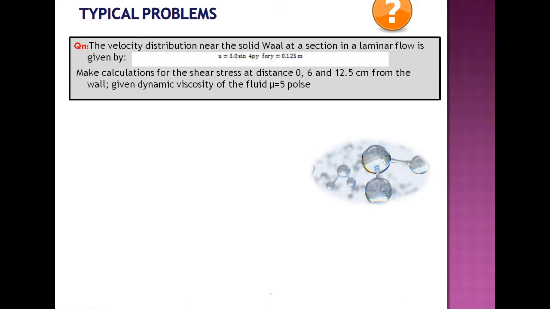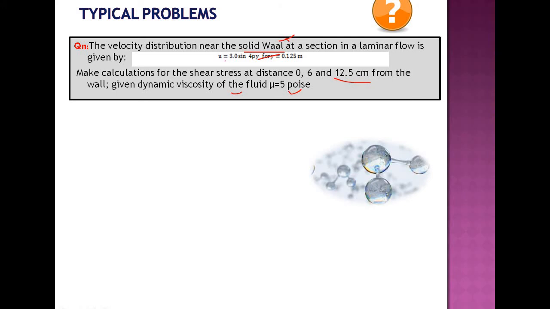This is a direct application of Newton's law of viscosity. The numerical goes like this. The velocity distribution near the solid wall, at a section in a laminar flow, is given by u equal to 3 sin πy, for y less than or equal to 0.125. Make calculation for the shear stress at a distance of 0, 6, 12.5 centimeter from the wall. The dynamic viscosity is given as 5 poise.